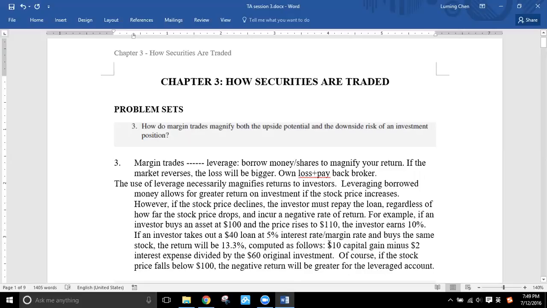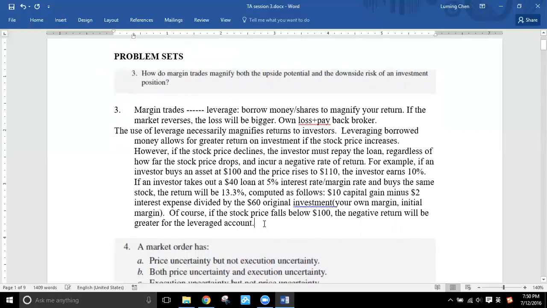13.3%. In detail, you have $10 capital gain, but you have to pay your broker $40 times 5% interest, so it's $2 interest expense. So your net gain is $8, which is 10 minus 2, and you have to divide it by the $60 original investment, or your own margin, your initial margin. Of course, if the stock price falls below $100, the negative return will be greater for the leveraged account because you have to first calculate your own loss, and then you still have to pay the $2 interest.